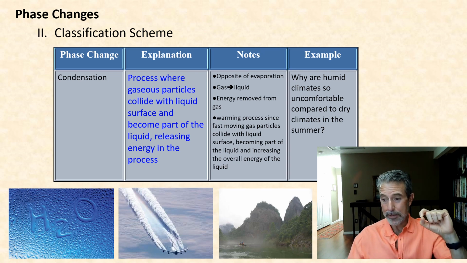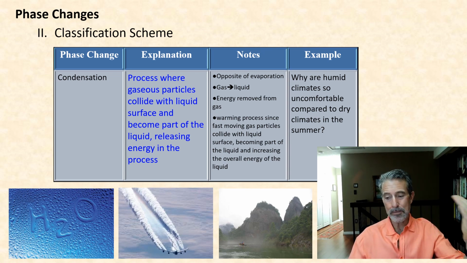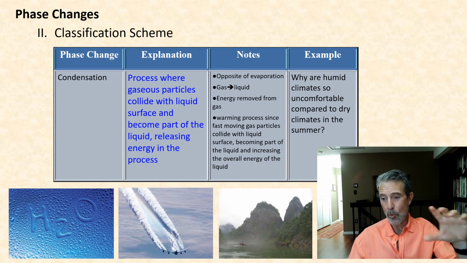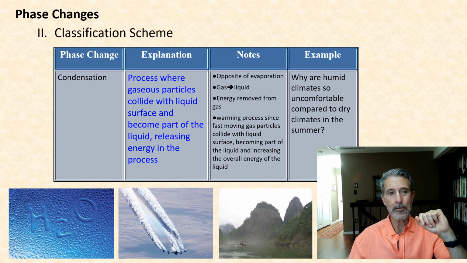In a dry climate, on the other hand, we have much more evaporation taking place than we do condensation. And when that rate of evaporation is greater than the rate of condensation, we can say that overall energy gets removed from your body. But in a humid climate, the opposite is true. The rate of condensation far exceeds the rate of evaporation, in which case overall energy is being added to your body, warming it up, making you feel uncomfortable.